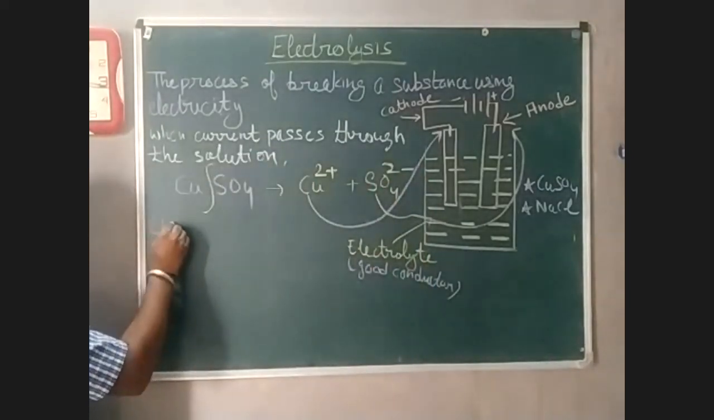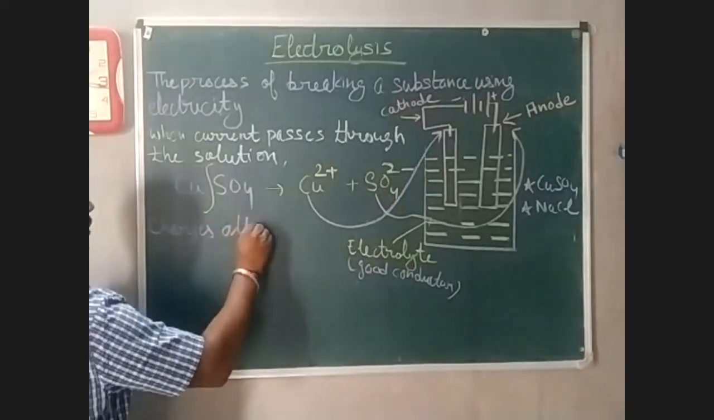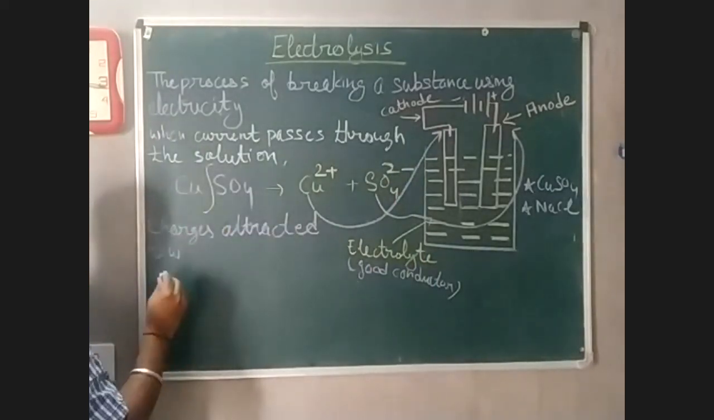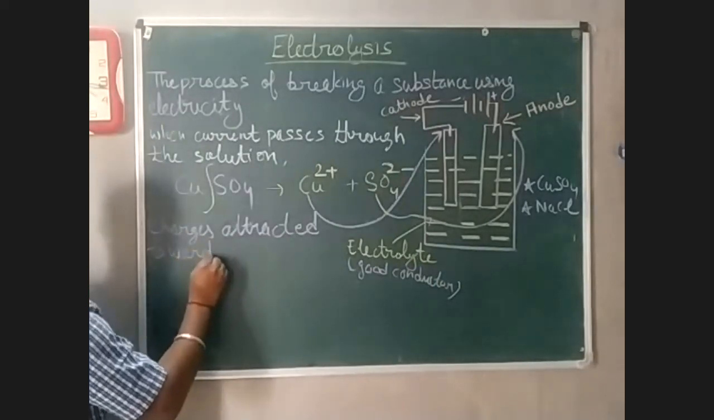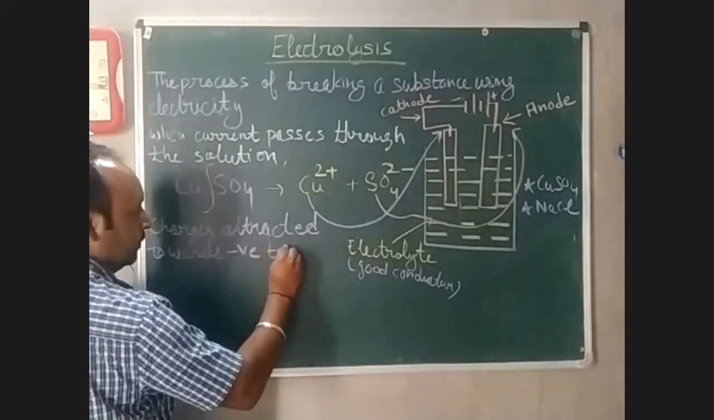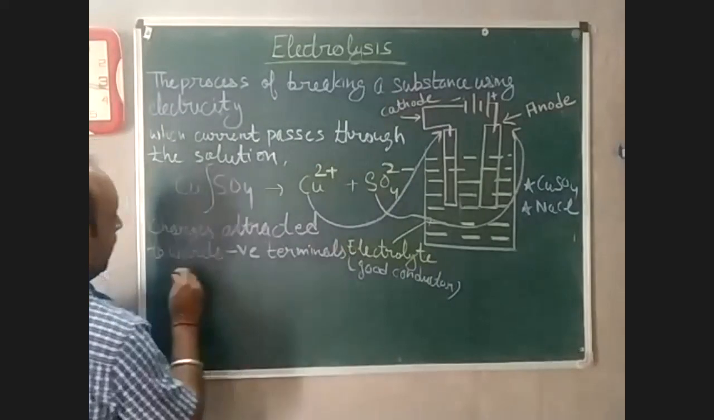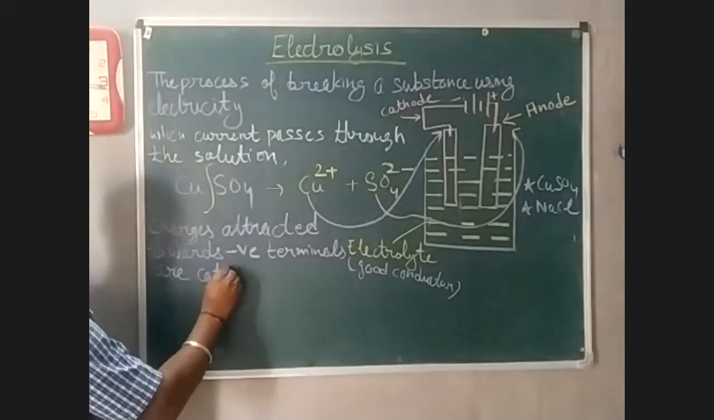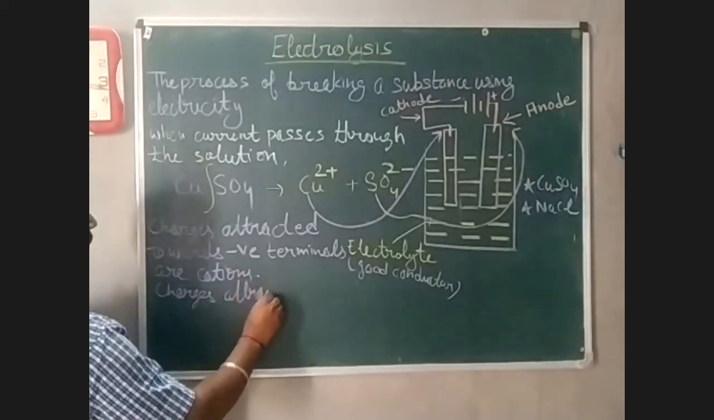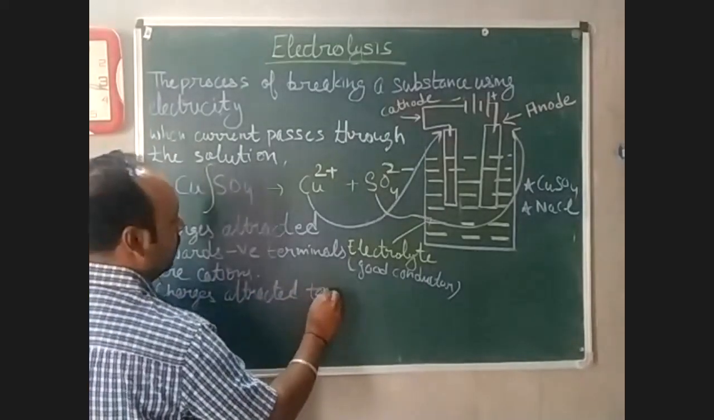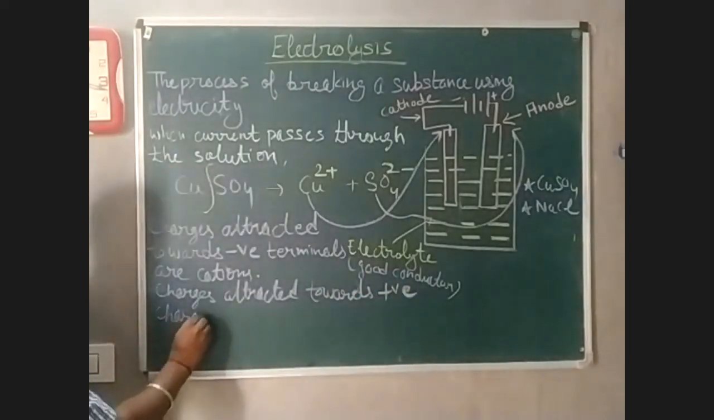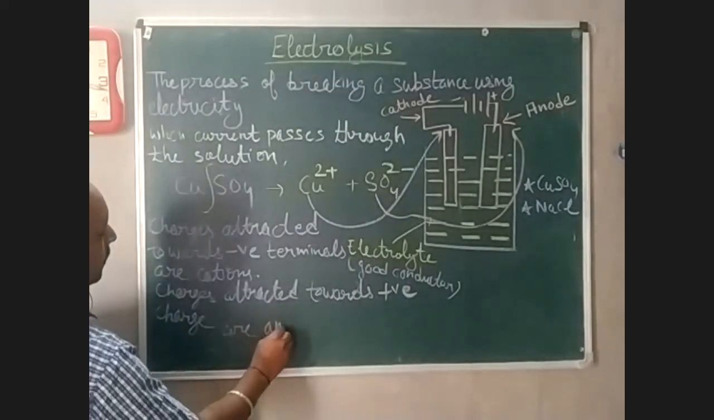That means charges attracted towards the negative terminal are cations, and charges attracted towards the positive terminal are anions.